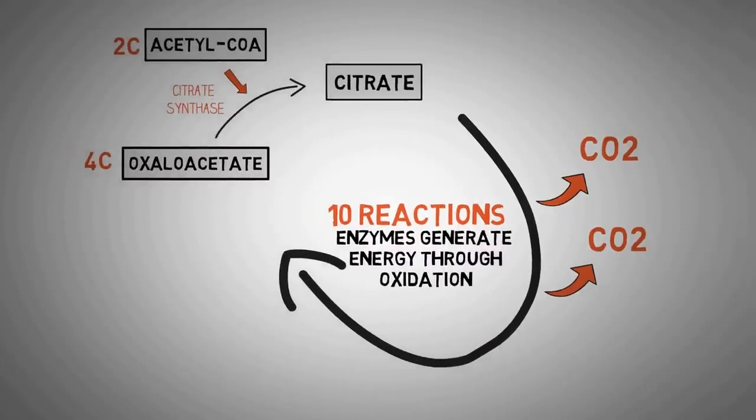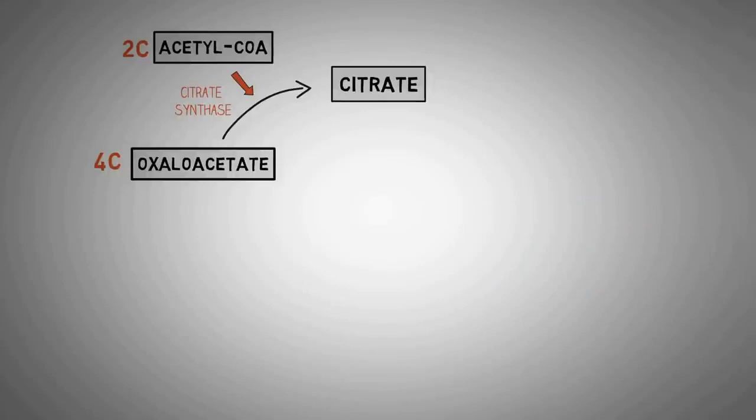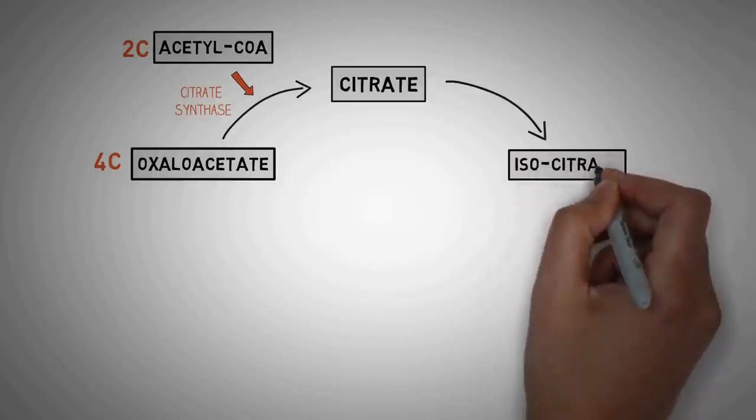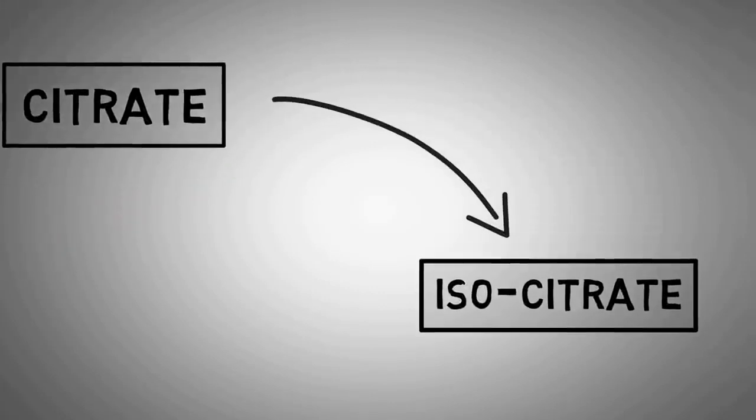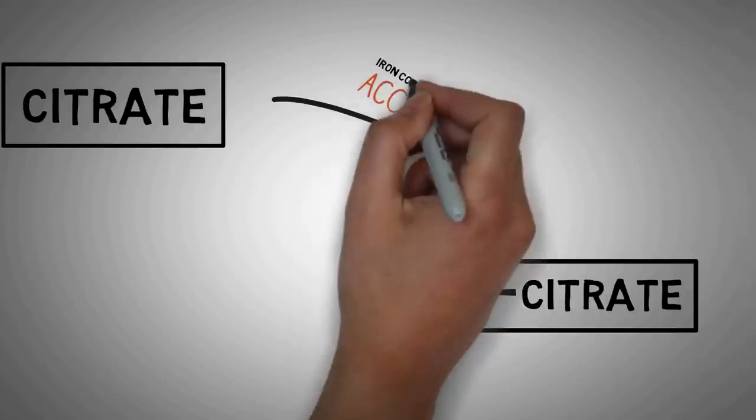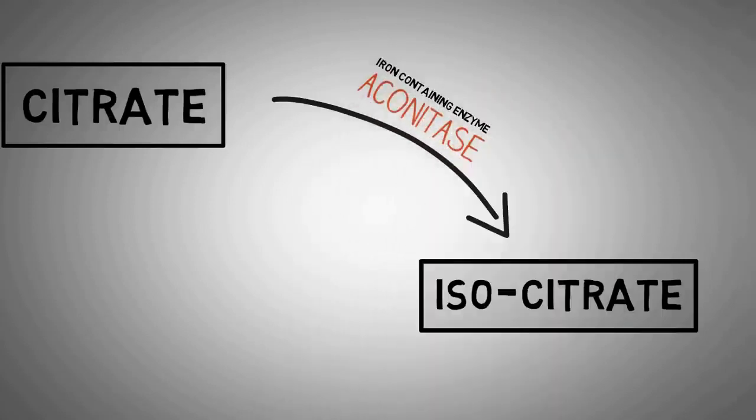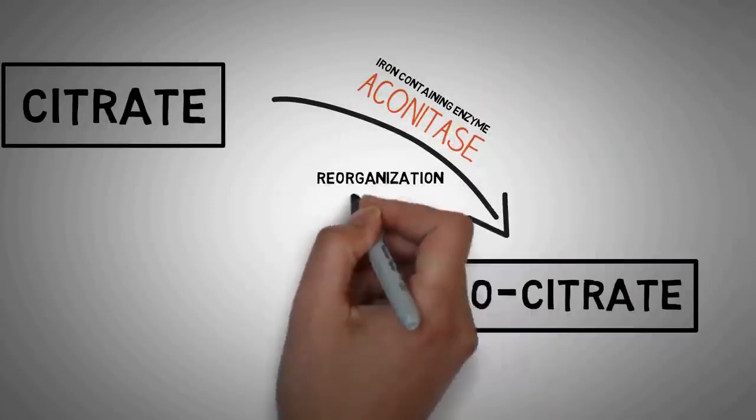Now let's look at what happens next with citrate. In the next 2 reactions, the citrate is converted into its isomer, which is known as isocitrate. Both these reactions, which I have shown with just 1 arrow, are catalyzed by the enzyme aconitase. Now this is an iron-containing enzyme which reorganizes the atoms of citrate to form an isomer isocitrate.